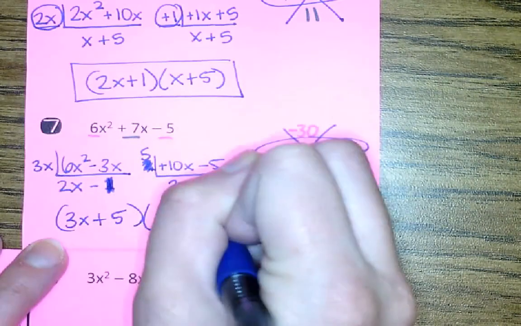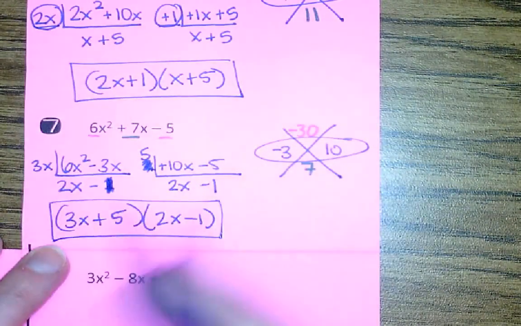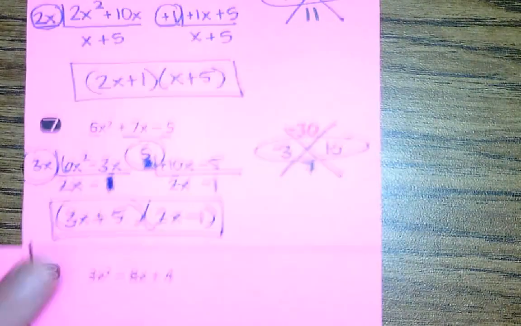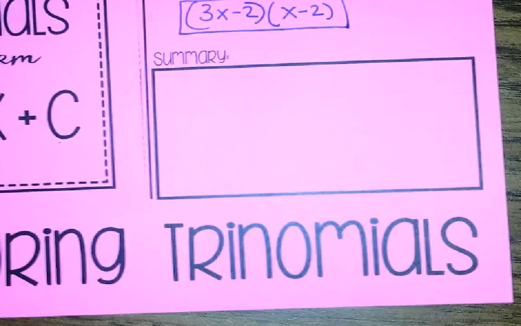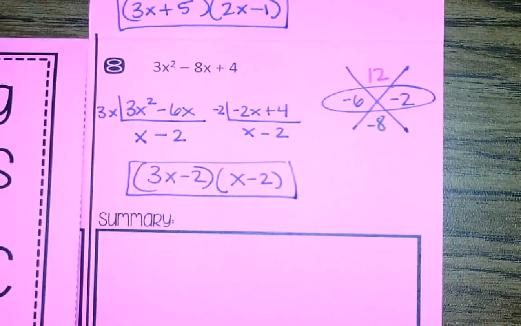Remember, the remainder should be the same on both of them, right? That 2x minus 1. All right, any questions for me on number 7? I want you guys to go ahead and do number 8 on your own. Then we'll go over it. All right, guys, hopefully you can see on number 8, the correct answer is 3x minus 2 times x minus 2. Any questions for me on this?